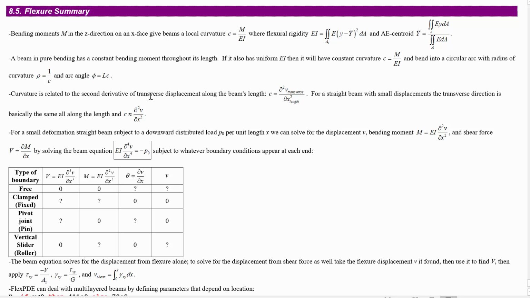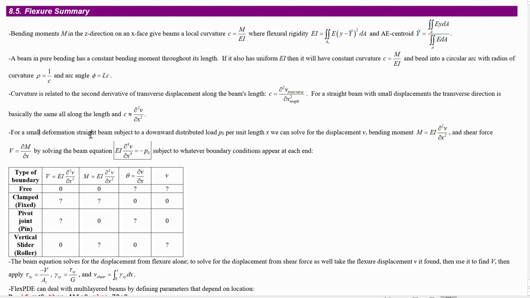Curvature is also the second derivative of the transverse displacement along the beam's length. If it has small transverse displacement, then that is just going to be the y direction for the setup that we have here, where we have a moment in z. But if the displacement is a lot, then this direction could change, and so you have to be careful using this formula. It's still going to be true locally, but when integrating along a whole length, you'll end up with some errors that can build up.